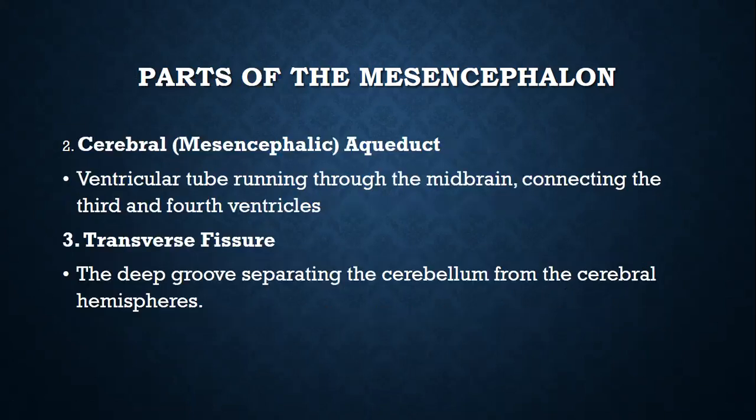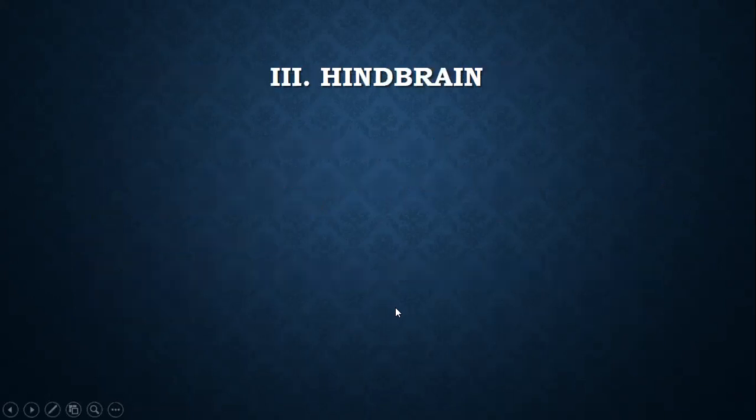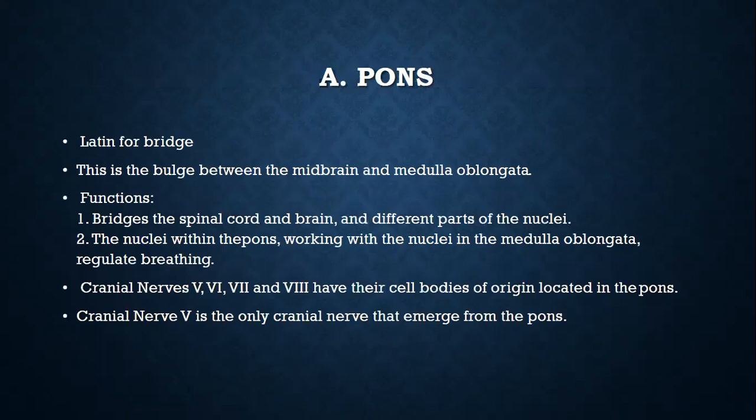Cerebral aqueduct: the ventricular tube running through the midbrain that connects the third and fourth ventricles. And transverse fissure: the deep groove separating the cerebellum from the cerebral hemispheres. Now we are in the hindbrain.